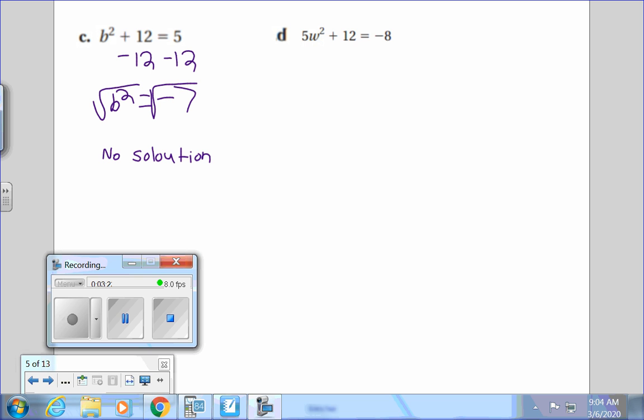Okay, so step 1, I'm very happy with my group that came to the Smartboard. They showed all their steps very nicely. They subtracted 12 first, then they square rooted, and you cannot square root a negative. You can't have 2 numbers multiplied together to give you a negative number. So we're going to say no solution.